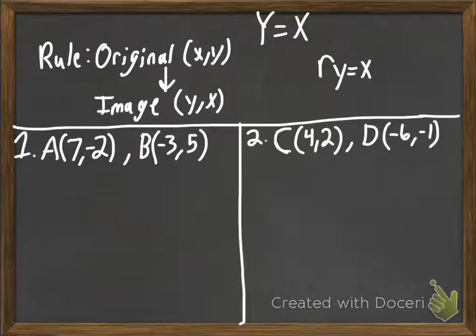Next we're going to talk about the line y equals x. I'm going to start up here with the rule. If our original point is at x comma y, then our image point is going to be y comma x. There's no changing of signs. All that happens is that the x and the y here switch places. So, just like in the previous, I want you to pause the video and work these two examples with your group now.